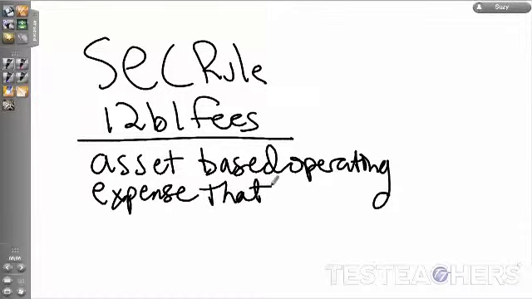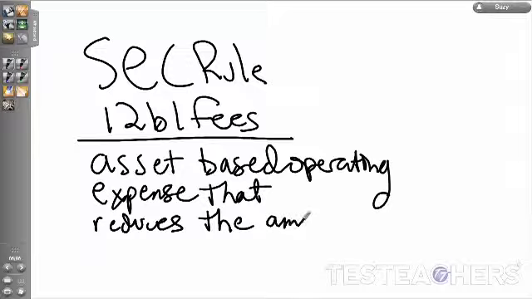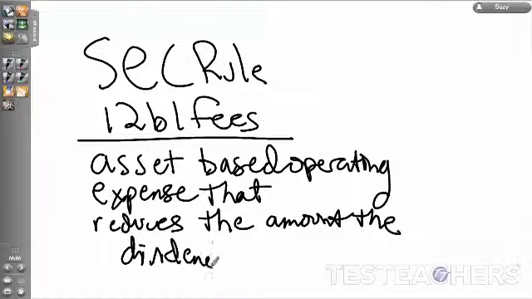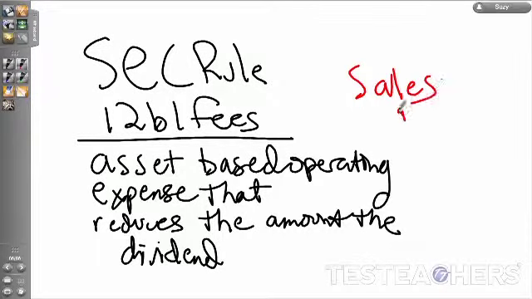that reduces the amount of the dividend for the shareholder. So it affects the investor's yield. It's an asset-based operating expense that reduces the amount of the dividend. It is used to pay for sales and advertising expenses.